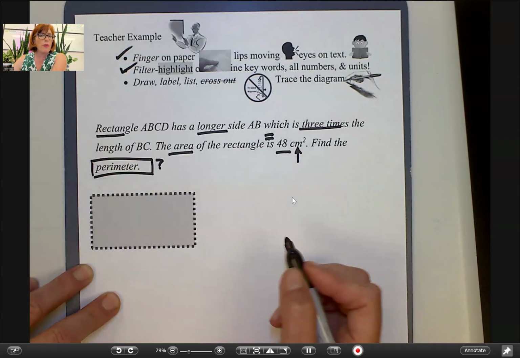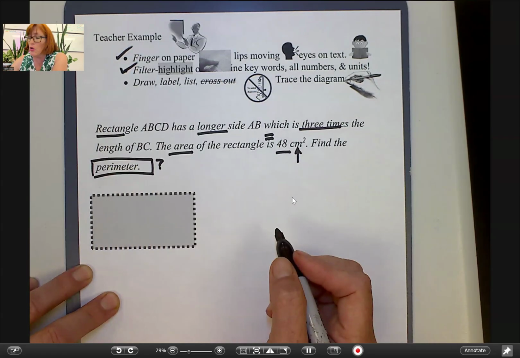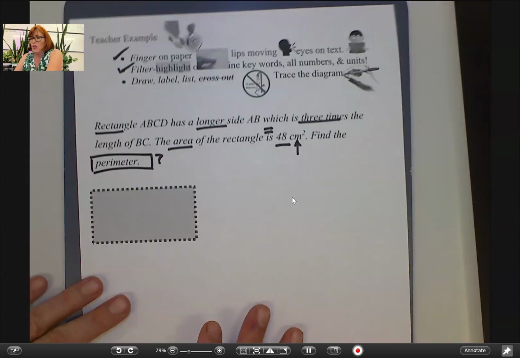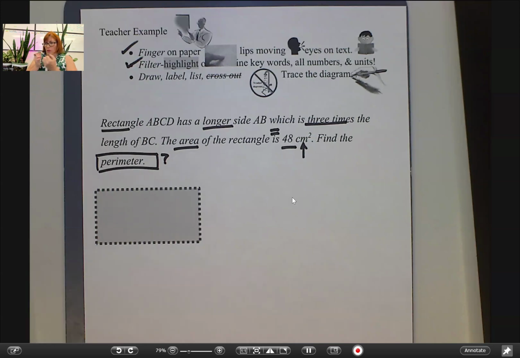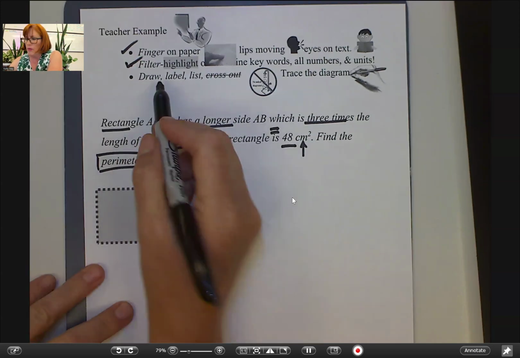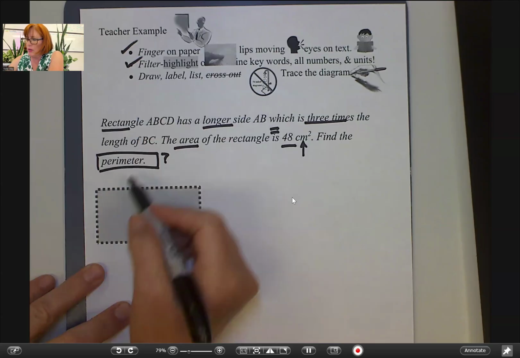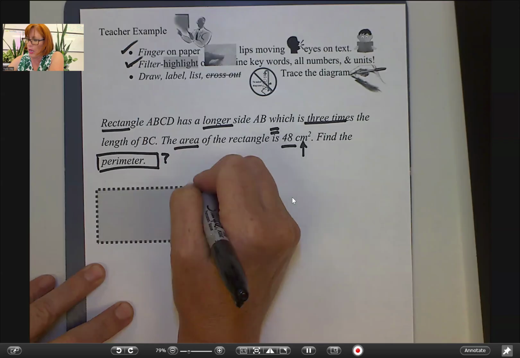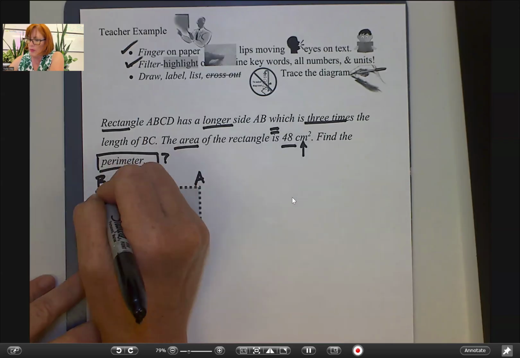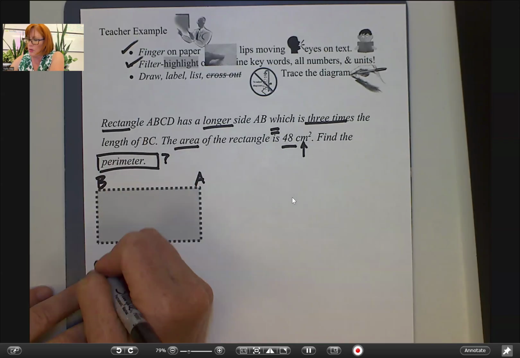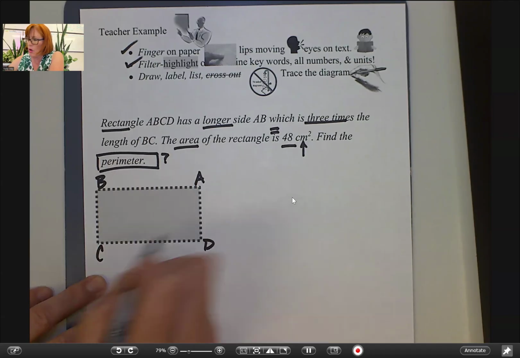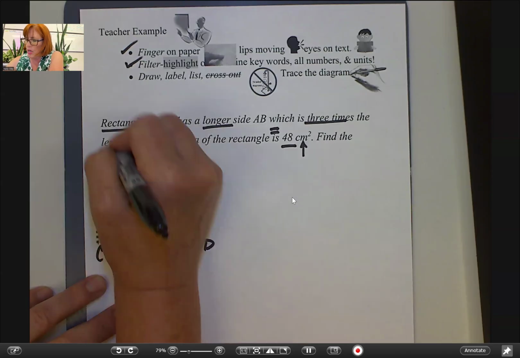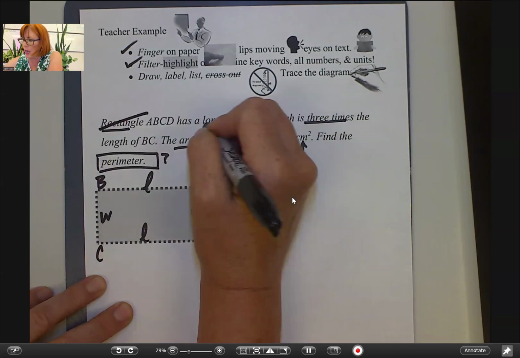That's 2. Now, again, you're not solving. You're not focused on what you need. That's not where you start. You focus on what you have. So draw. We have a drawing. Label. AB is the longer side. So I'm going to go A, B, counterclockwise, C, D. It's longer side. Length, width. I'm done with this information. I'm done with that information.